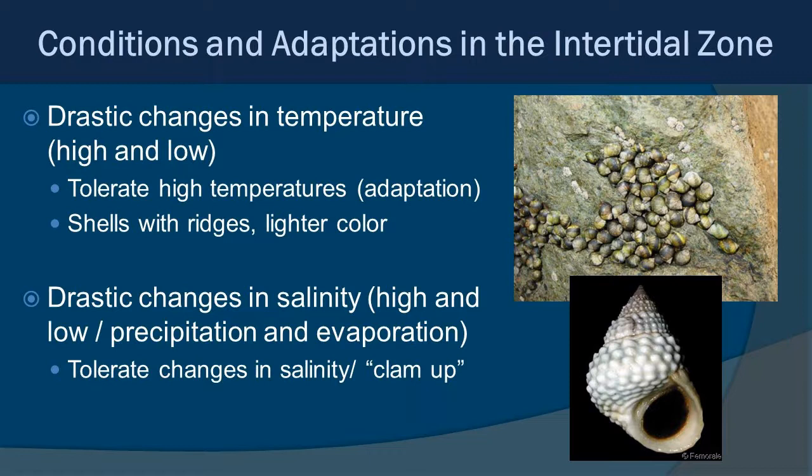And some of the different species tolerate this. First of all, some of them can just tolerate those extremes in temperature. Others have developed ways to get rid of heat. For example, shells that have ridges or lighter colors to be able to either reflect or give off heat, and hopefully keep that balance a little lower within their bodies.